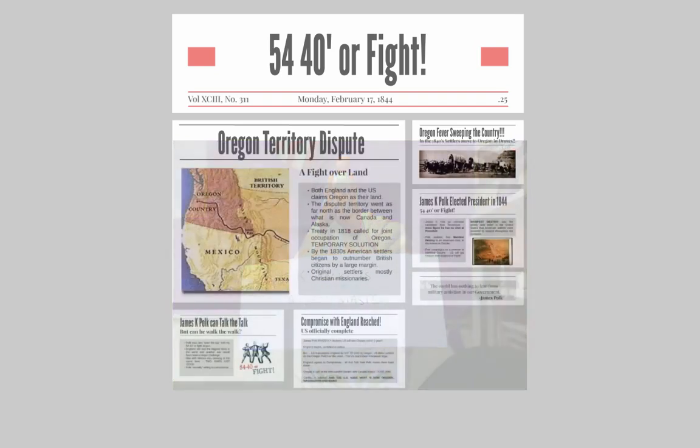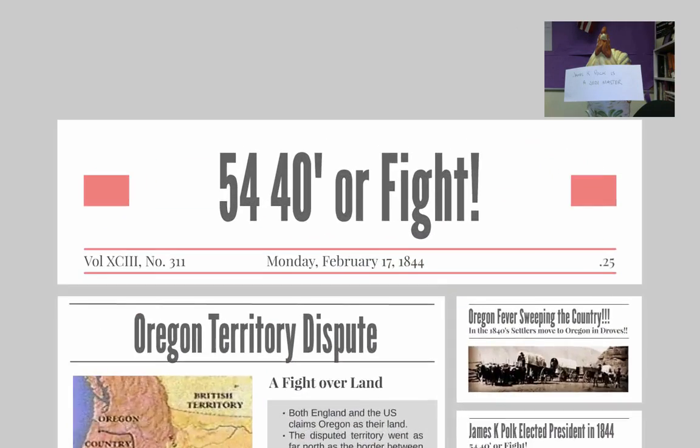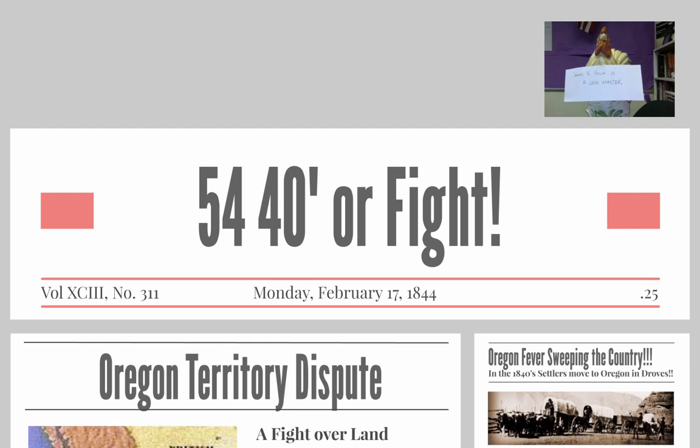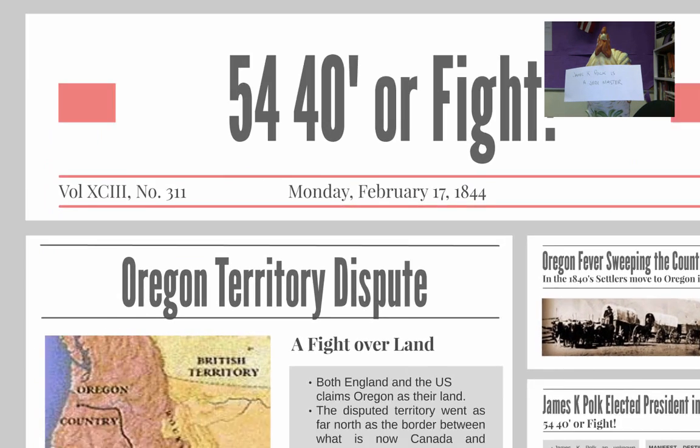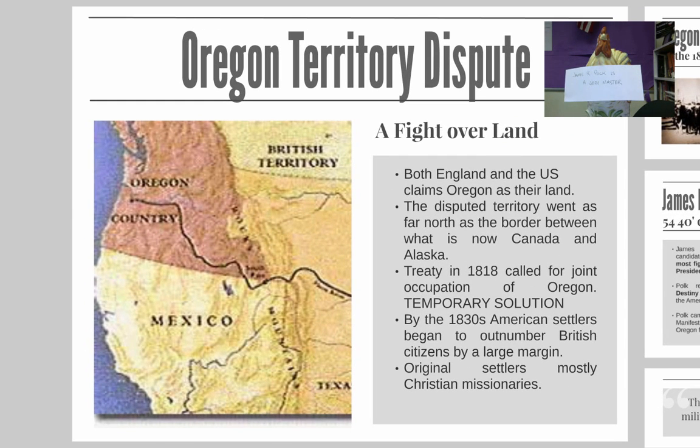Hello students, Phil the Philosophical Rooster here, and I'm here to teach you about how the United States obtained Oregon Territory from England. This topic is called 54-40 or Fight. It's a popular slogan that was used in the election of James K. Polk when he became president in 1844. So you'll learn more about that as the video goes on. So let's start where all good things start, at the beginning, with the Oregon Territory dispute.